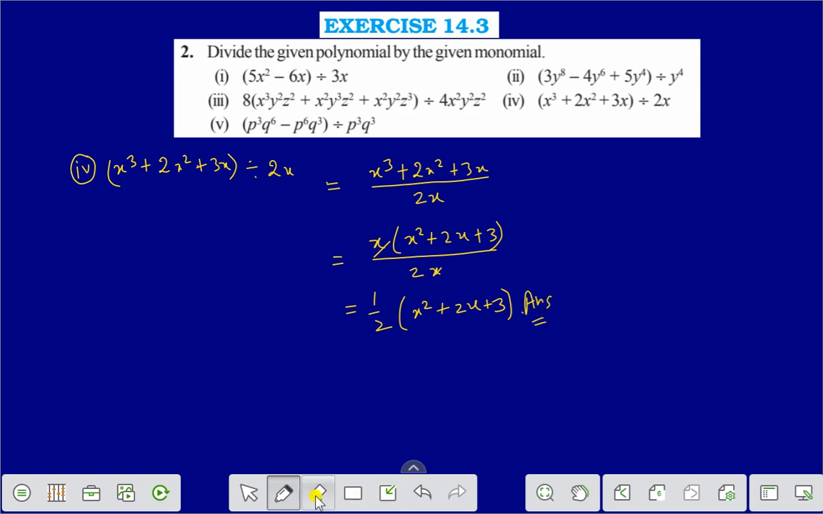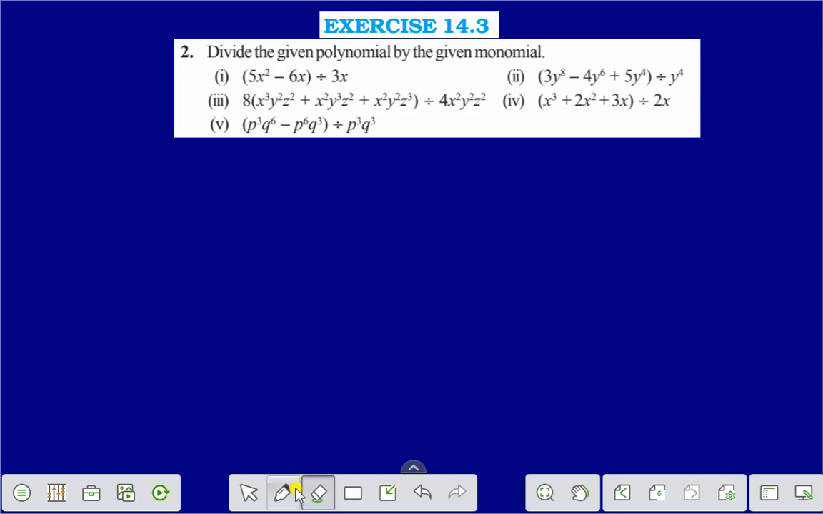Now we solve question number 5. Question number 5 is p cube q to the power 6 minus p to the power 6 q cube divided by p cube q cube.